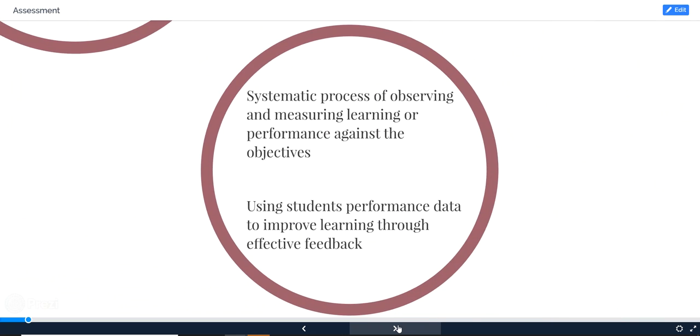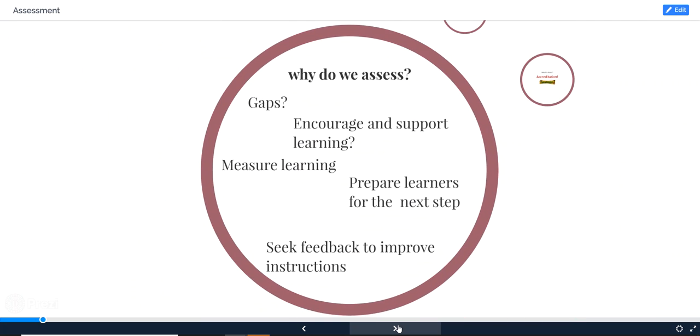Why do we need to assess? Assessment is a systematic process of observing and measuring learning or performance against the objective. We're always looking to see, have the students met the objective? We use students' performance data to improve learning through effective feedback.